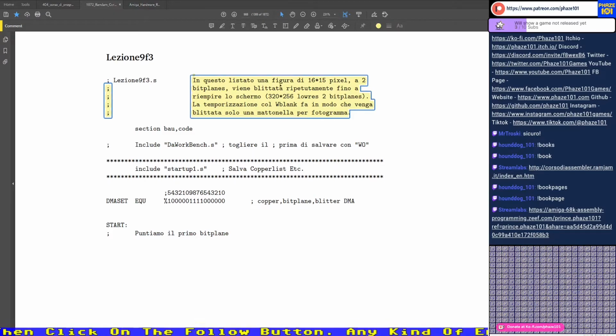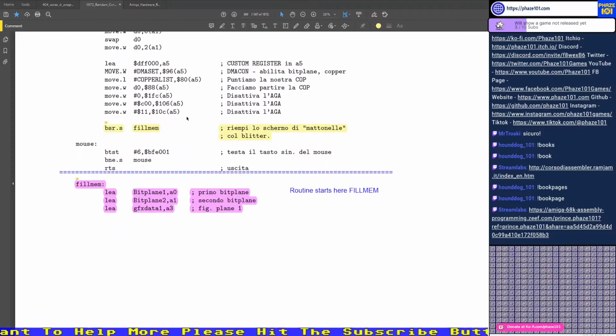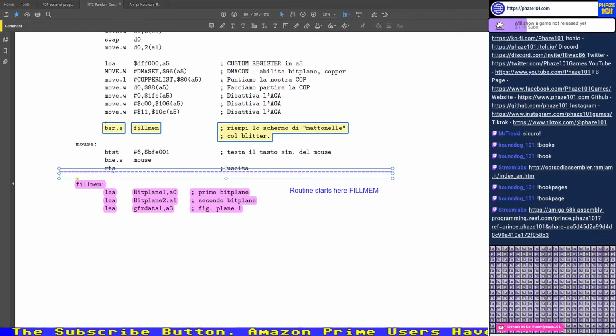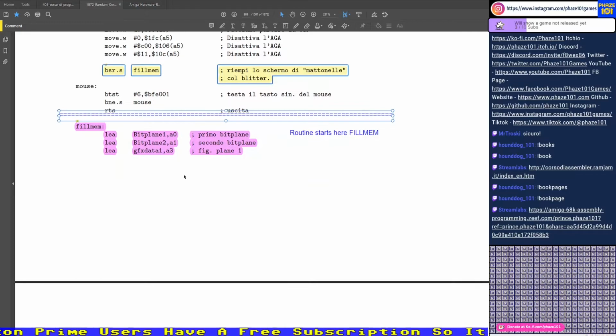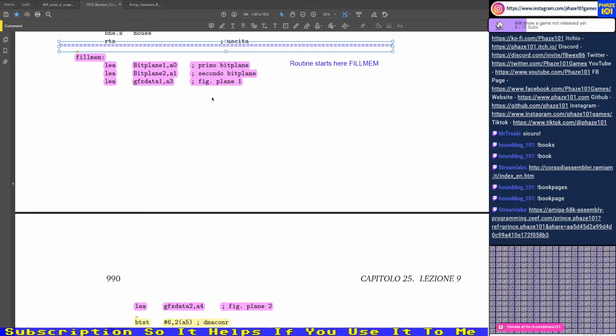So we're going to blit to the screen an image that is 16 by 15 pixels, okay? So X is 16 pixels, Y is 15 pixels, but we skip one line. So in total we have 320 by 256. This is the routine that I'm going to explain, and I did this line to divide the code and make it a bit more visible, because it was not so visible to the eyes.